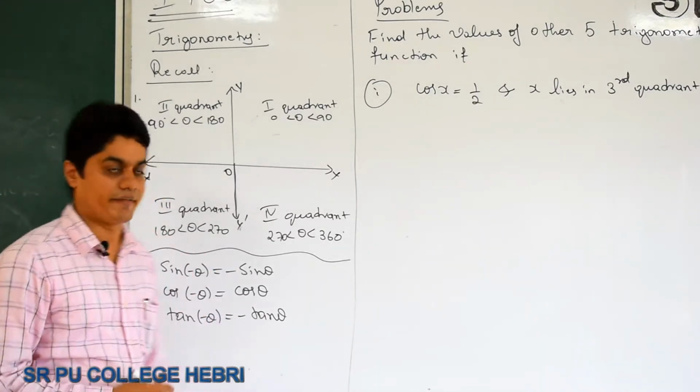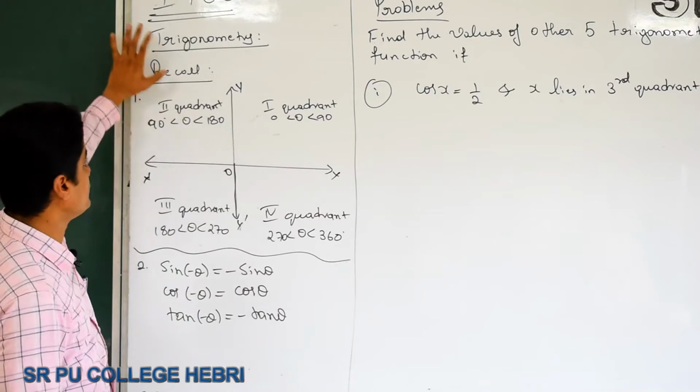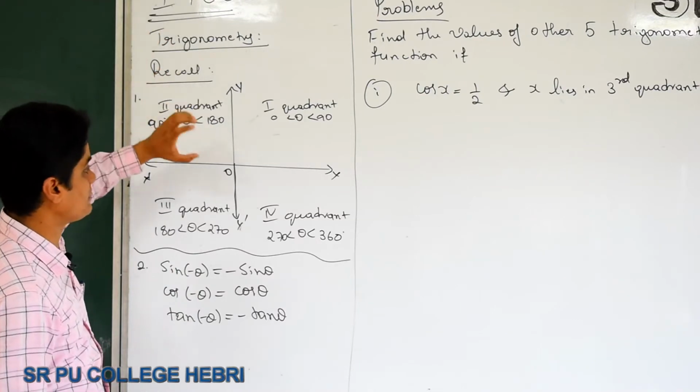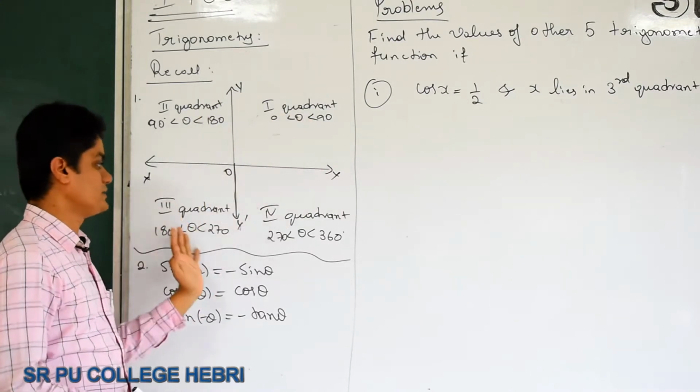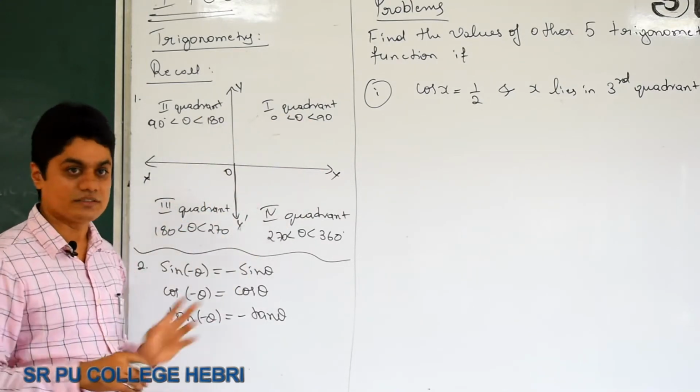We recall once what we did in the last video, then I'll continue the trigonometry. In the last video, we studied the signs of trigonometric ratios in different quadrants: first quadrant, second quadrant, third quadrant, fourth quadrant. Quickly I'll recall once, then I'll continue.